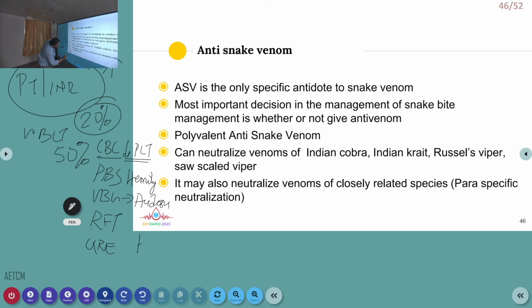Among electrolytes, the most important electrolyte will be potassium. So these are the basic investigations that you might need to send when a patient is getting admitted to you. Remember, when you don't have a facility, you can go for your 20 minutes WBCT.